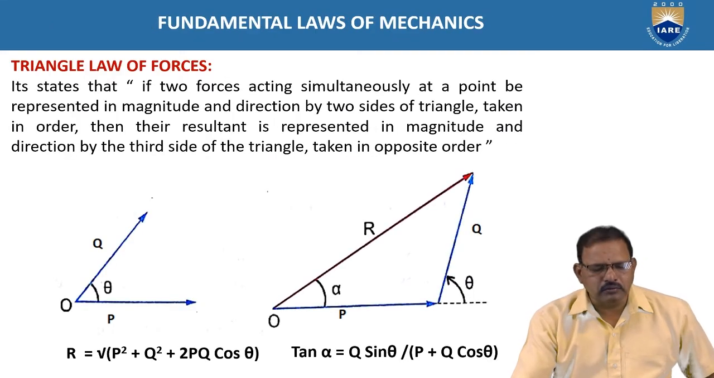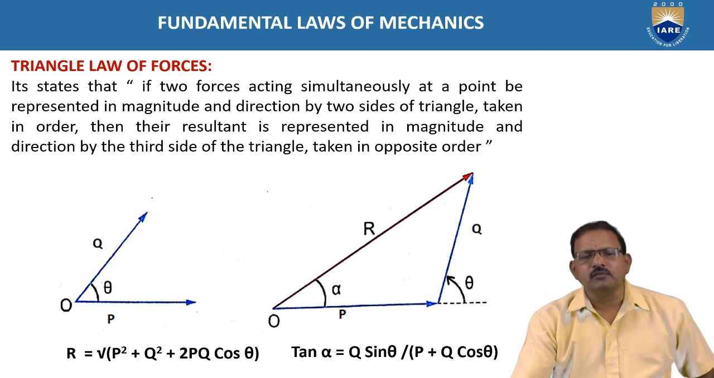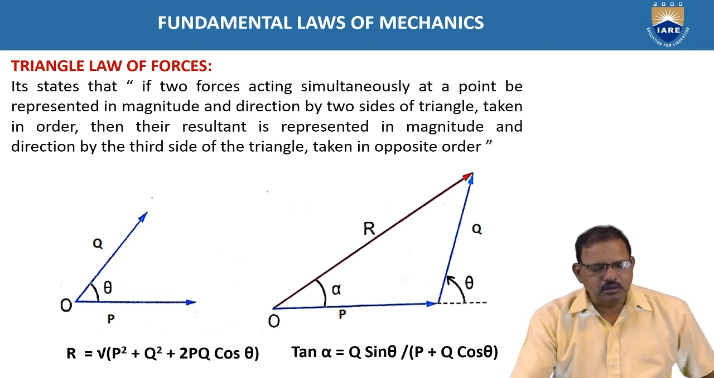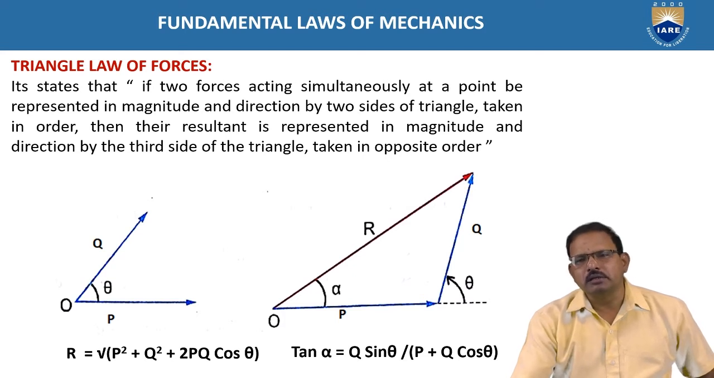Now, the second one is the triangle of forces. This is also one of the methods generally used for determining the resultant of two forces which are acting at a point. These two forces are concurrent. That means they will intersect at one point. According to the law, if two forces acting simultaneously at a point are represented in magnitude and direction by the two adjacent sides of a triangle taken in order, then the closing side represents the resultant of these two forces, but in opposite order.